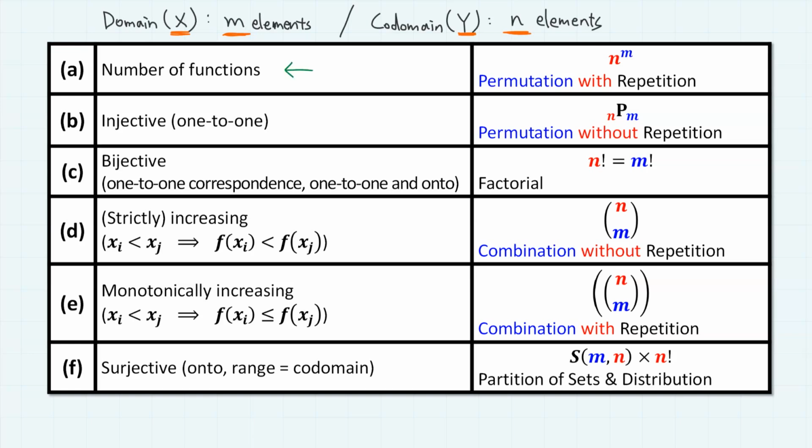To summarize, the number of functions is given as n to the power of m, which is permutation with repetition, and the number of injective functions is given as permutation nPm, which is without repetition, and the number of bijective functions, or one-to-one correspondence, is given as factorial, and the number of strictly increasing functions is given as combination n choose m without repetition, and the number of monotonically increasing functions is given as combination with repetition, n multichoose m, and finally the number of surjective functions, or onto functions, is given as S(m, n) times n factorial, where this S(m, n) means the number of ways to partition the set having m elements into n non-empty subsets.